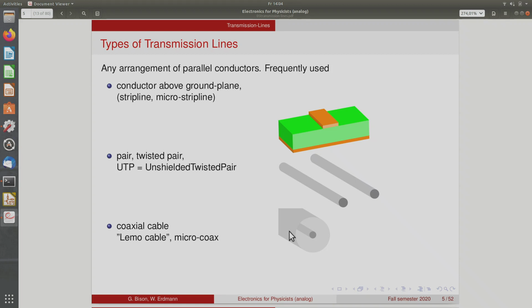So these three types are the most common transmission lines that we'll see. And in the practical session, you'll also make some experiments with these coaxial cables.